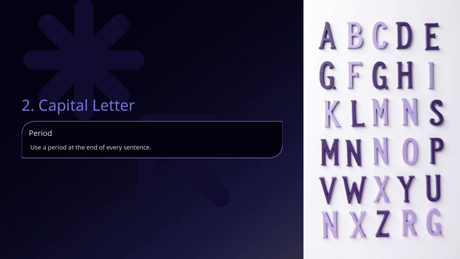Both of these elements, capital letters and periods, are fundamental rules that contribute to effective communication. They connect to the overall theme of clarity and professionalism in our writing. By paying attention to these details, we ensure that our messages are easily understood and taken seriously.